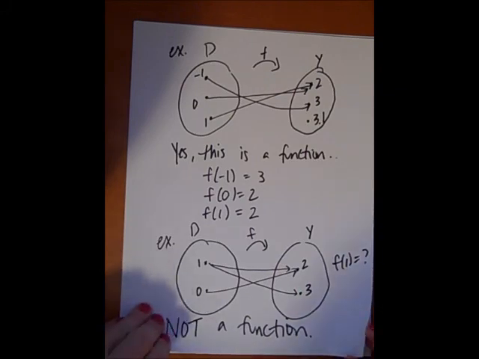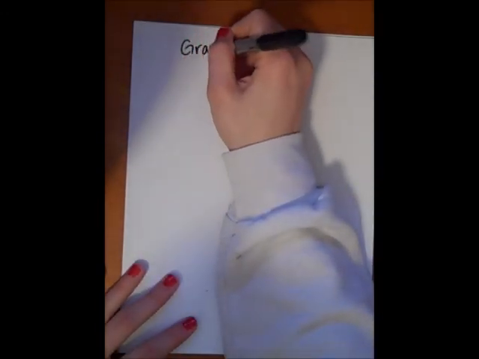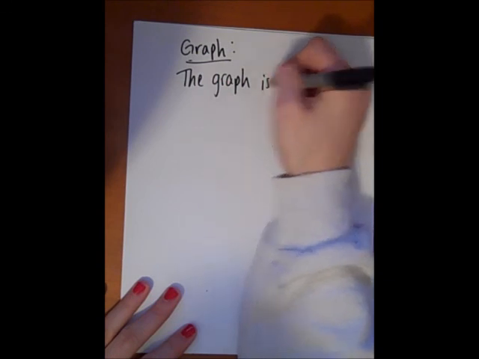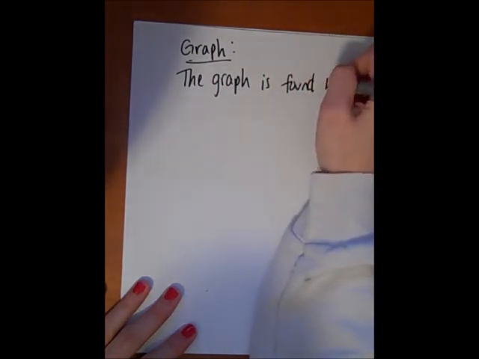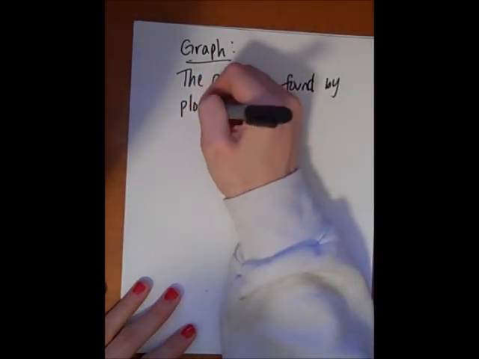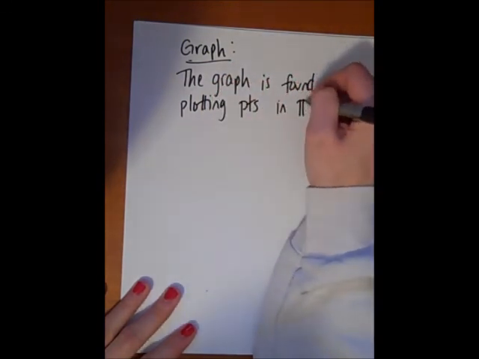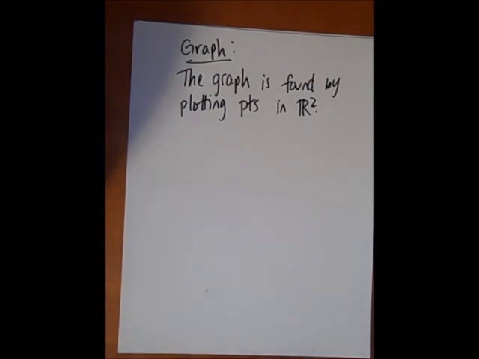So the next part that we're going to talk about for a function, now that we know what it is, is the graph of a function. A graph of the function is found by plotting points in R2 or the xy plane or the Cartesian plane. I think we've already talked about this. Any one of those you can call it.